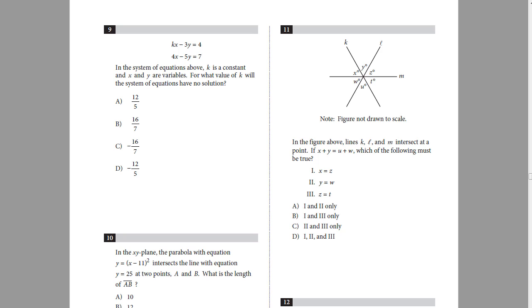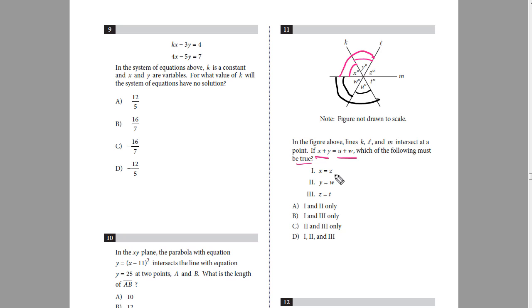Question number 11. Now this is an interesting question. It says in the figure above, lines K, L and M intersect at a point. If x plus y is equal to u plus w, which of the following must be true? Now x plus y is equal to u plus w. So their sum is equal to their sum. Alright, now let's see the conditions.